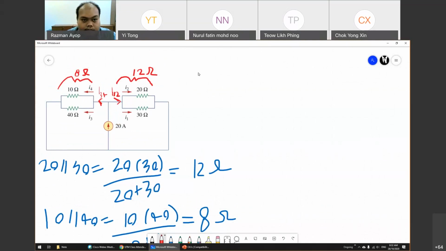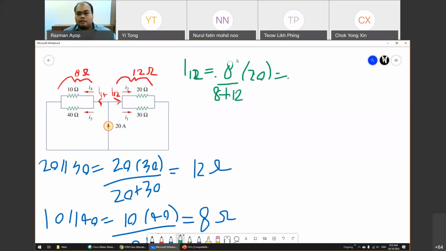So how to do next is calculate the I12. This one I12 equals to, remember you have to flip for the current division rule. You have to use the flip resistance, the other side resistance. So 8 divided by 8 plus 12 multiplied by 20, the total current. So 8 divided by 20, so you get 8 ampere.